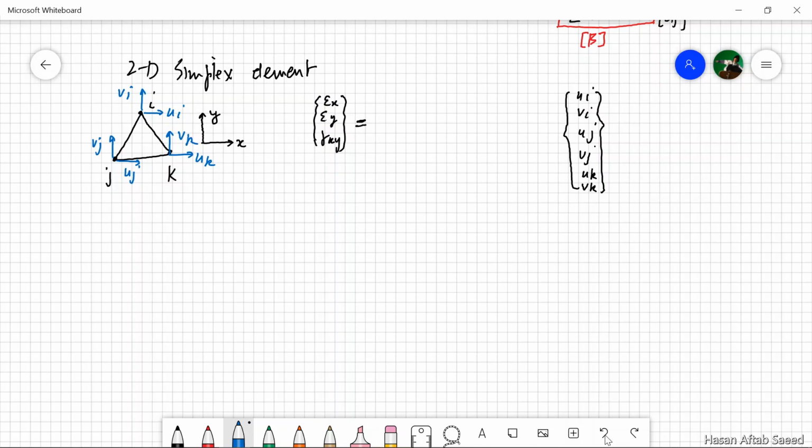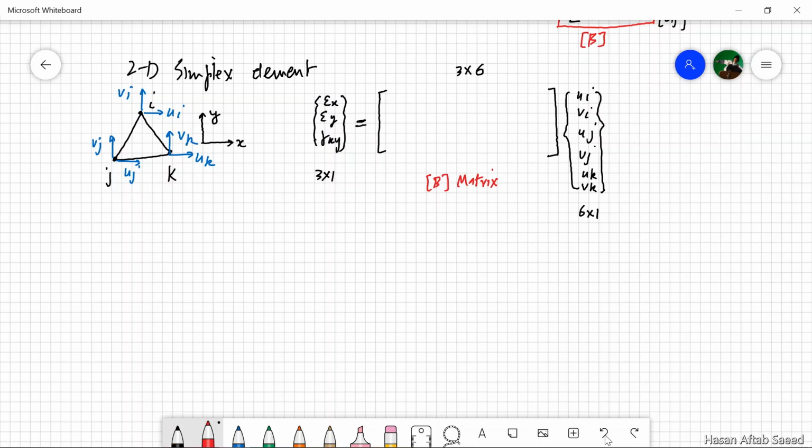So for each element we have 6 components of displacement and we have 3 components of strain. So this is 3 by 1 and this is 6 by 1. So we must have a matrix here of the size 3 by 6. That would be our B matrix. So let's see how we figure the components of that matrix out.